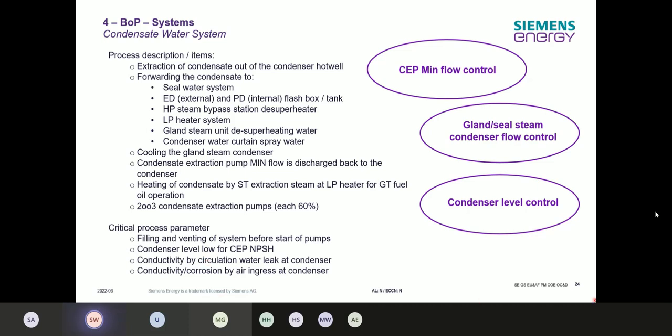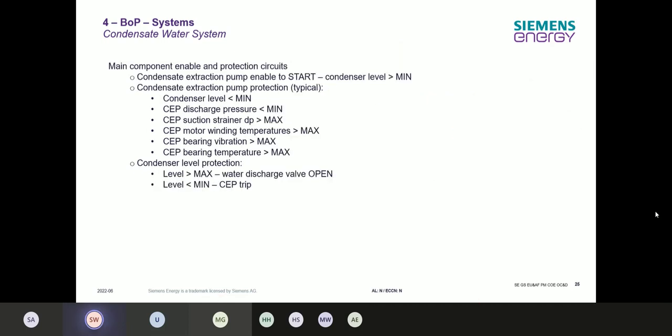So then one more page before we take a break. This is what we had before: the condensate water system and main component enable and protection circuit. For the condensate extraction pump to start, we need a certain condenser level, and the condenser level must be higher than min. This is the overall start allowance for the system.